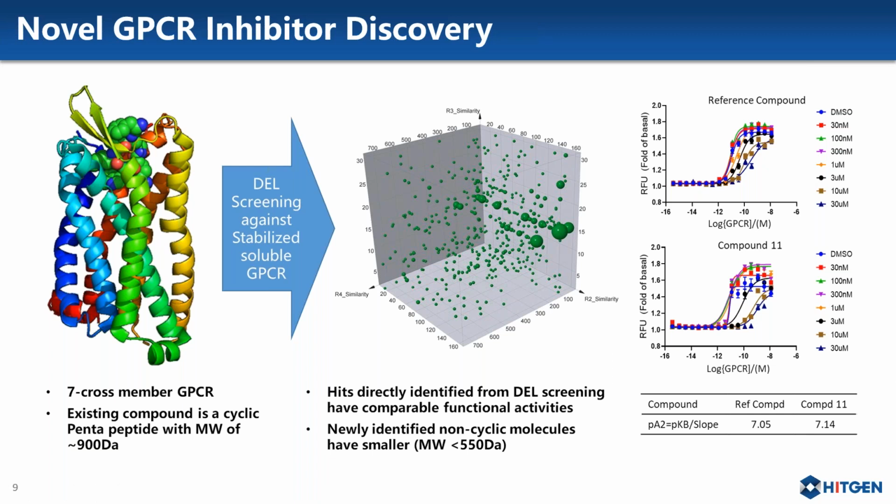So therefore, huge efforts are currently underway to develop new GPCR-based drugs. This is a case for screening of a solubilized and stabilized GPCR target using our DEL technology. Reported compounds were cyclic pentapeptides with molecular weights around 900 Dalton. The DEL campaign derived a small molecule with similar potency and drug-like properties.